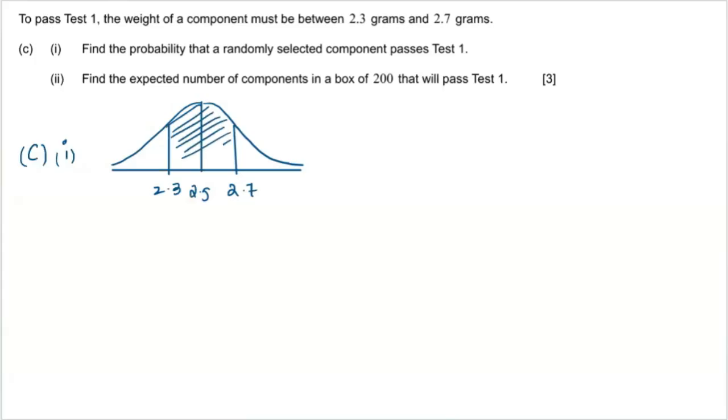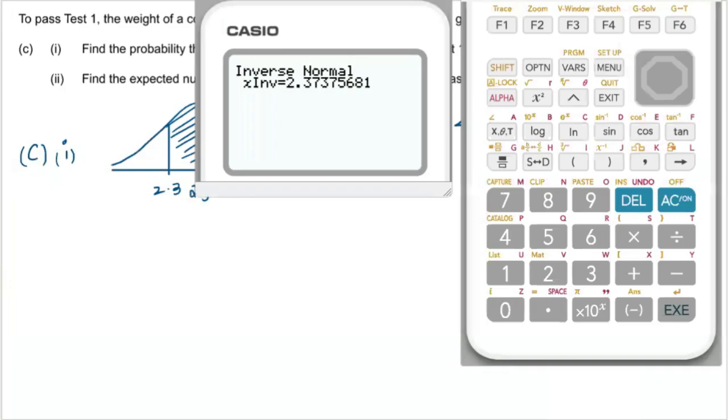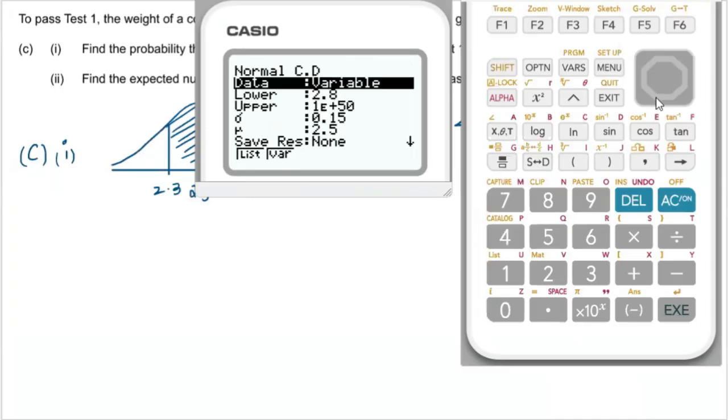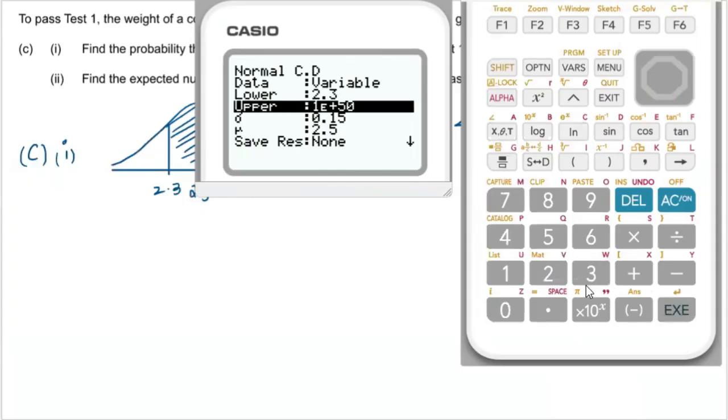So we need to find this region. Always write the inequality, what you're trying to get, 2.3 and 2.7. This is included in the method marks, right? Okay, now let's use our GDC to calculate this region. Exit out. Go to distribution, go to normal, go to CD since it's an inequality. This time the lower is 2.3 and the upper is 2.7. No infinite region this time. It's a finite bounded region between 2.3 and 2.7. And the rest of the data is correct.